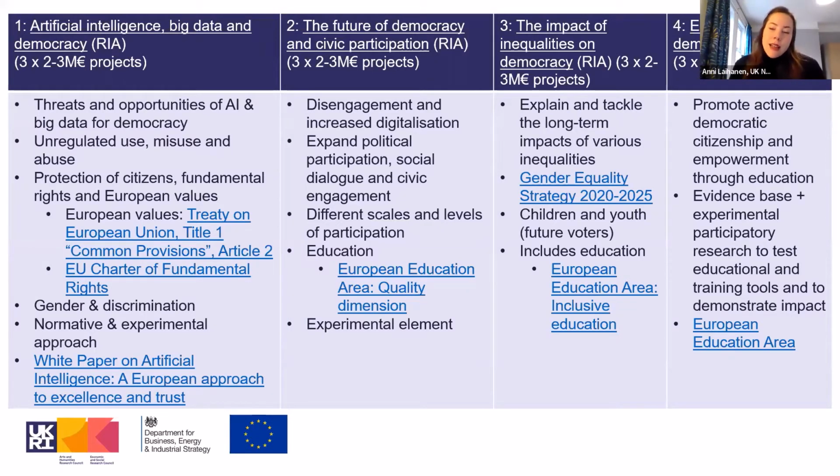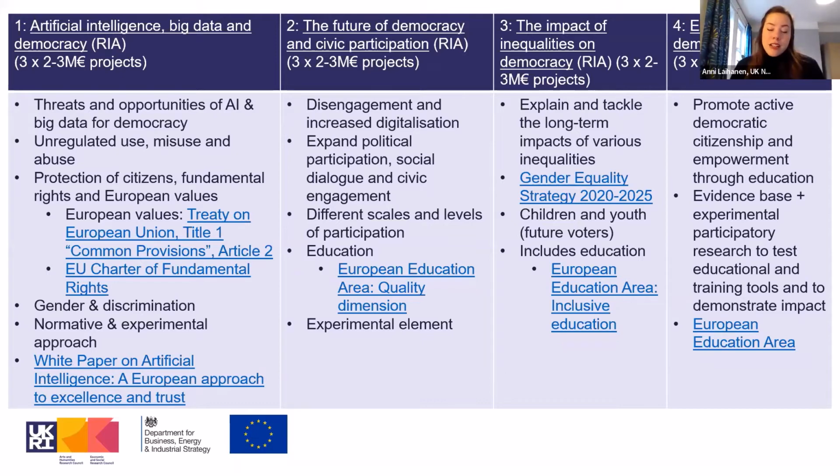So the aim is to explain and tackle the long-term impact of various inequalities. For example, you could draw on the EU's gender equality strategy, where one of the goals is for women and men to be able to equally participate in society. Children and youth are also included as future voters.